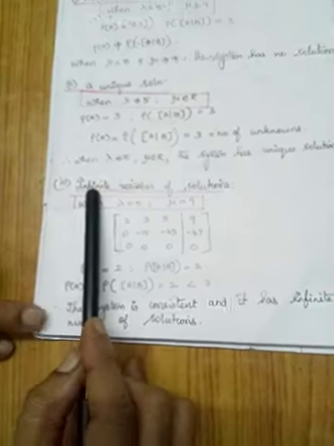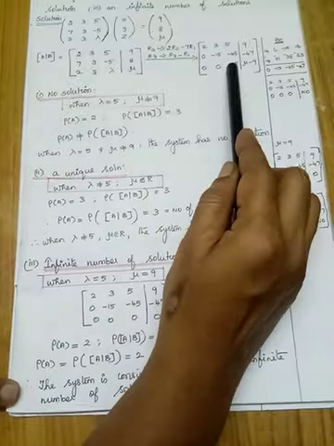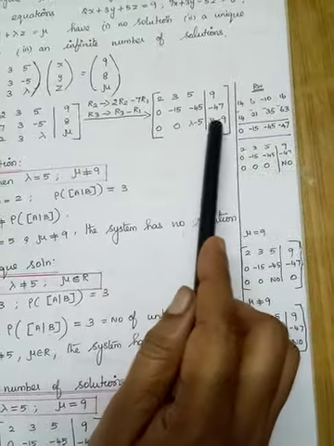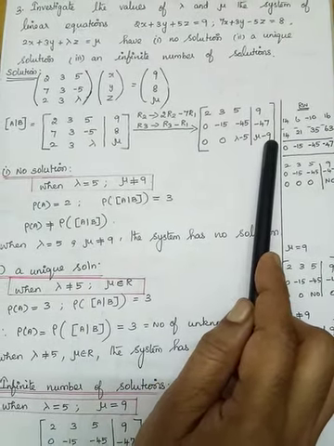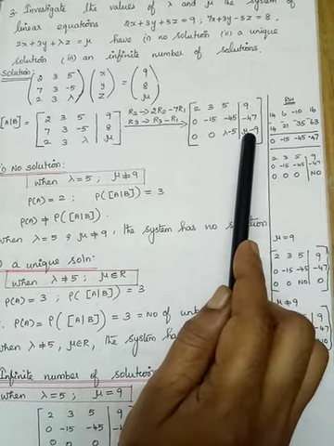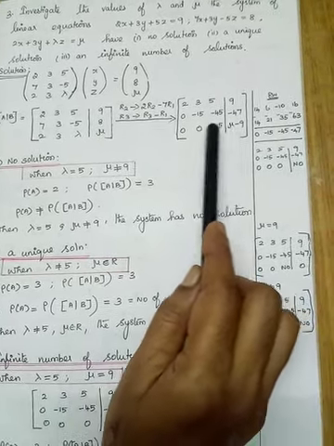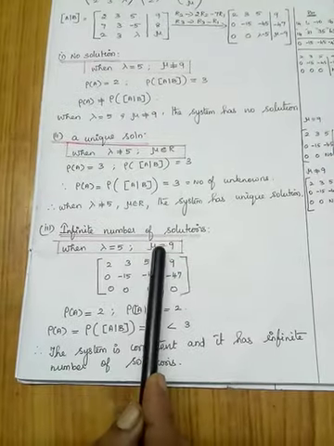Next we are moving to the infinite number of solutions. You see that both the places should be 0. Then only you will get the third row elements as 0. Then only you will get rank of A is equal to 2. So you have to make these two places 0. So lambda is equal to 5 and mu is equal to 9.